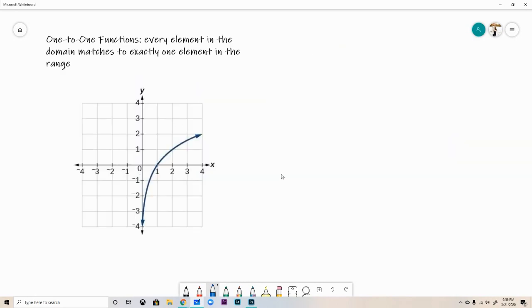One-to-one functions mean that for every element in the domain, there is exactly one element in the range that matches. I'm going to use the same graph as the last example here. There's a way to test that, and you may have heard of it. We're going to talk about the vertical and horizontal line tests. It's kind of just like it sounds.